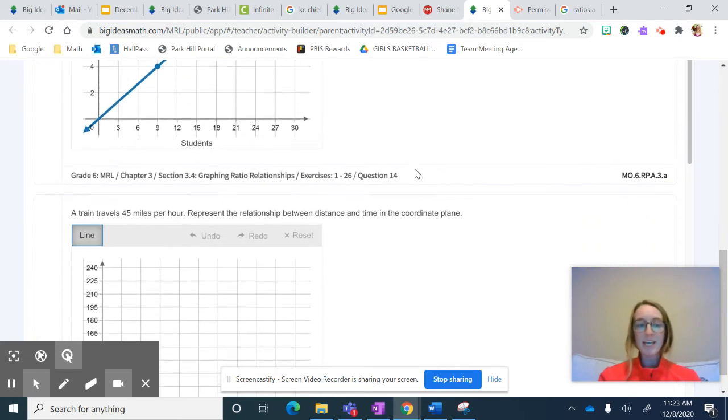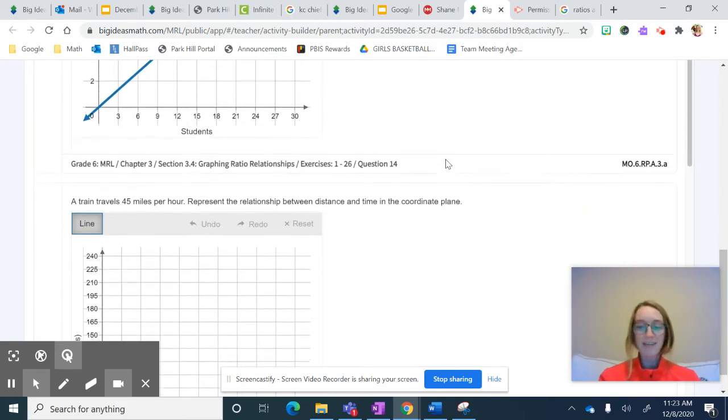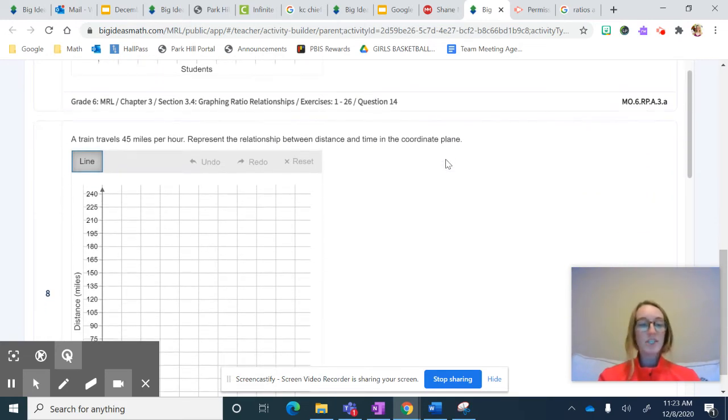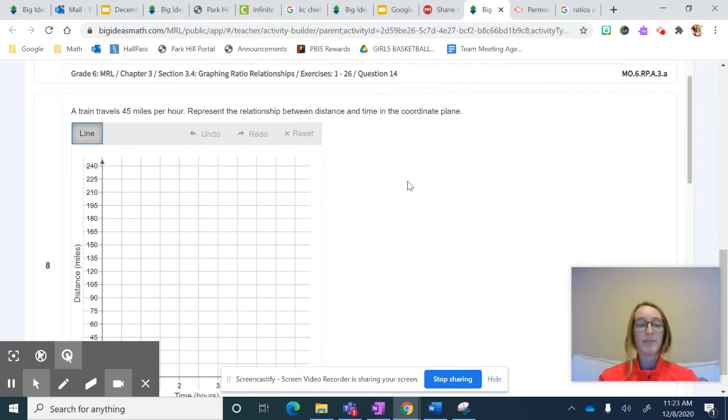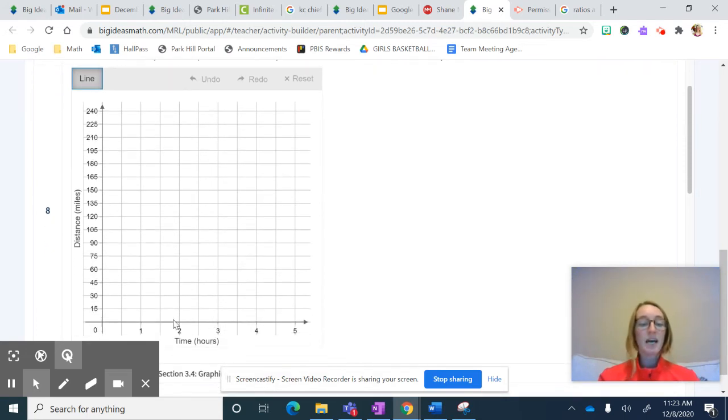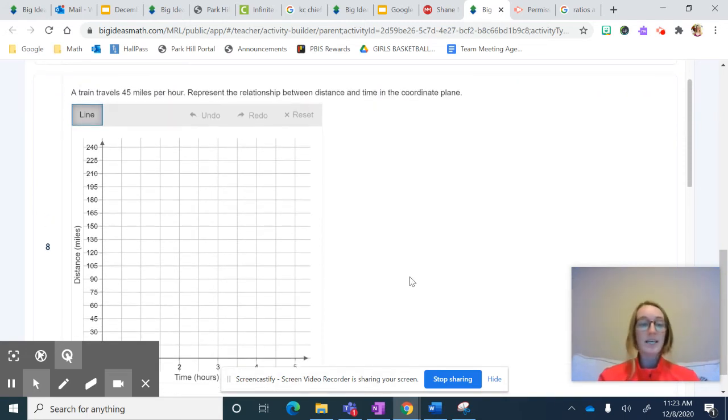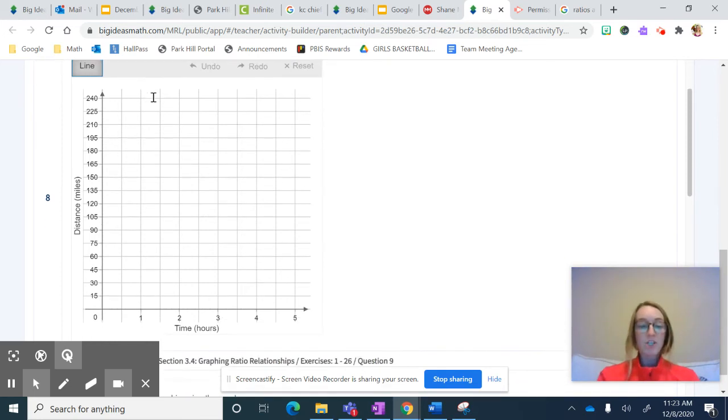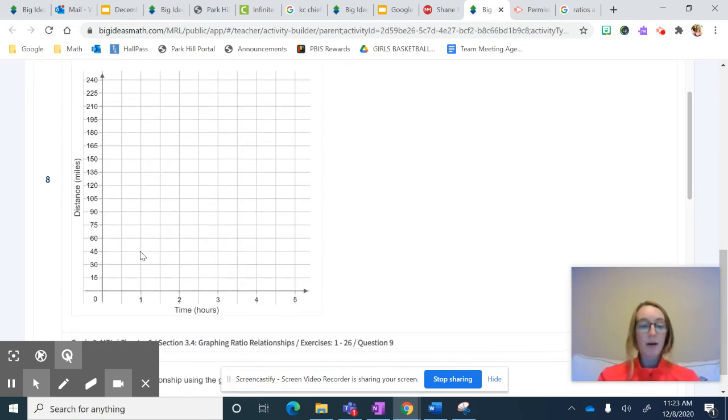I'm going to do number 8, and then I think you guys will be able to do number 9 by yourself. So number 8 says a train travels 45 miles per hour. Represent the relationship between distance and time in the coordinate plane. It looks like time is on the x-axis, and distance is on the y-axis. So a train travels 45 miles per hour, so 45 miles in 1 hour. If I go over 1 hour, I'm going to go up 45.